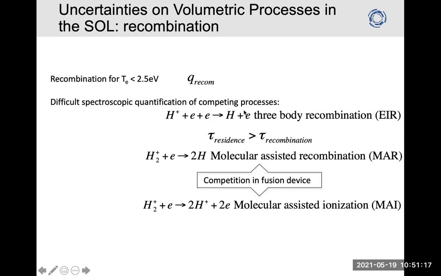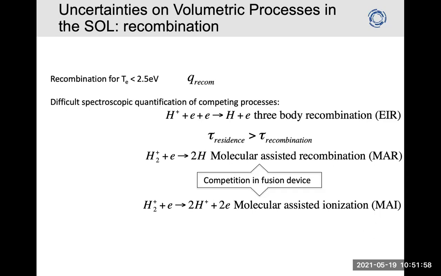Now, when does this become important? At temperatures below 2.5 electron volt, usually the reaction rate coefficient goes up. So the probability for this process to occur increases. But I also told you that an ion always moves to the target. You can imagine that it takes a certain time for the ion to reach a target in the divertor. There's a connection line, the feed line, the ion travels along the feed line. It takes some time to reach the target plate.